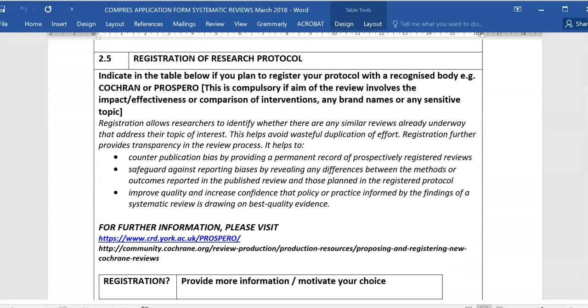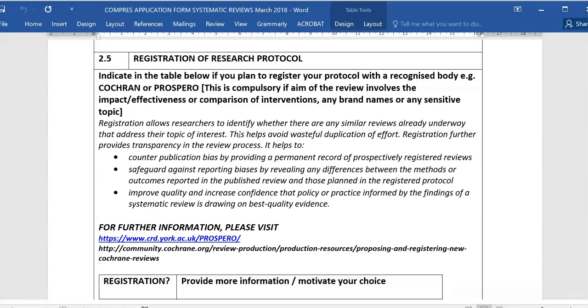Registration of the research protocol. So rapid reviews can be registered with a recognized body for systematic reviews, such as the Cochrane Institute or Prospero. These are two online organizations. You can go and look at them.